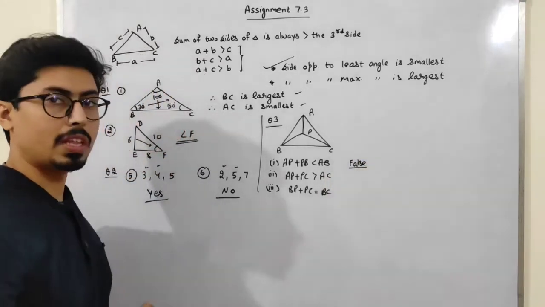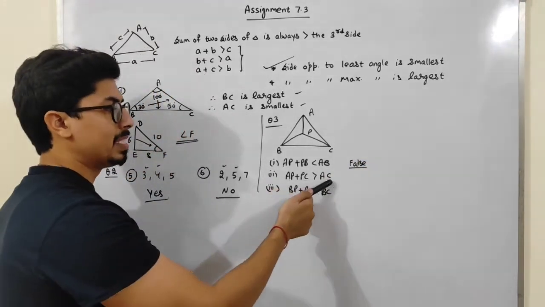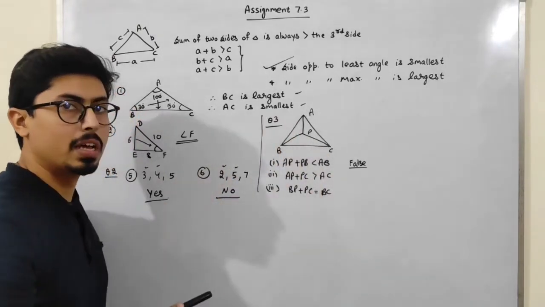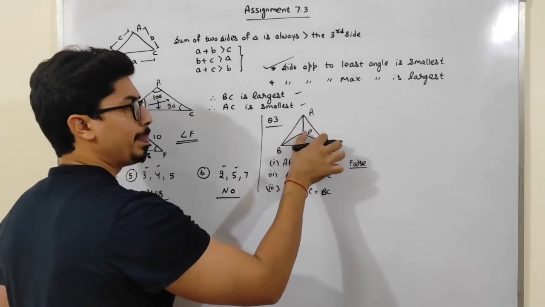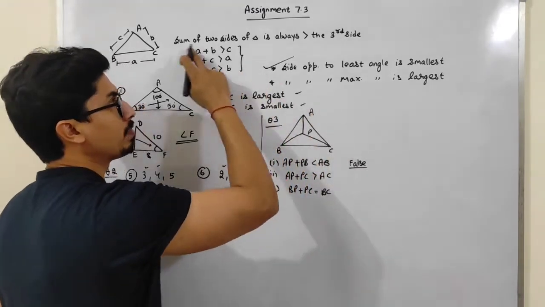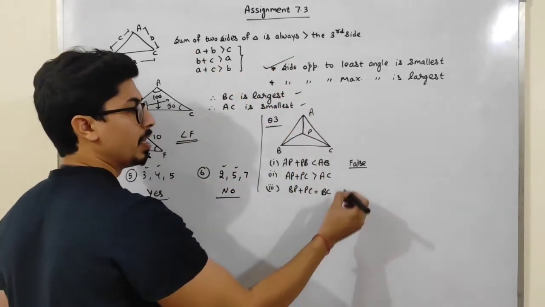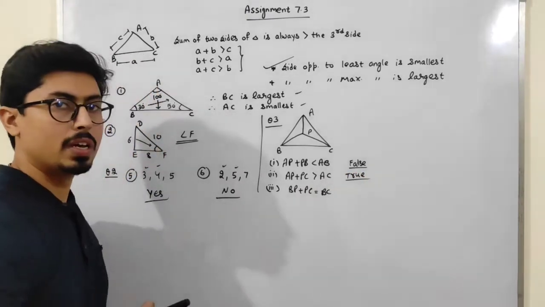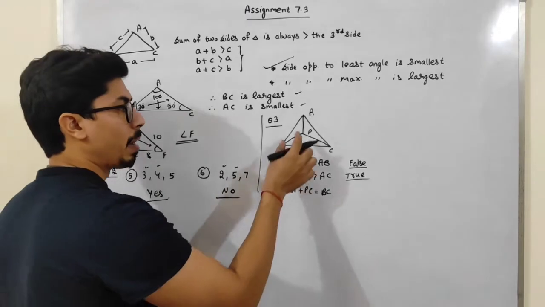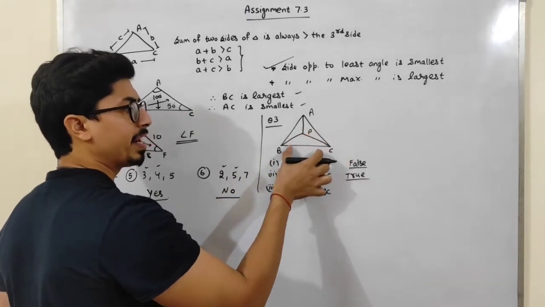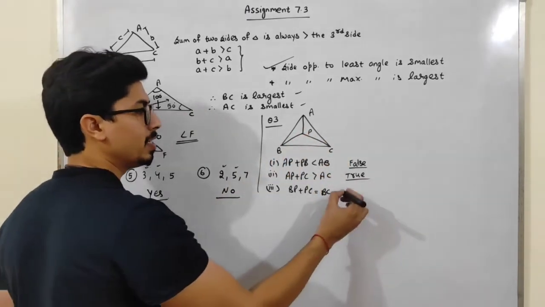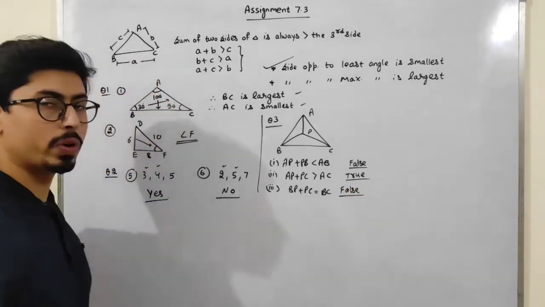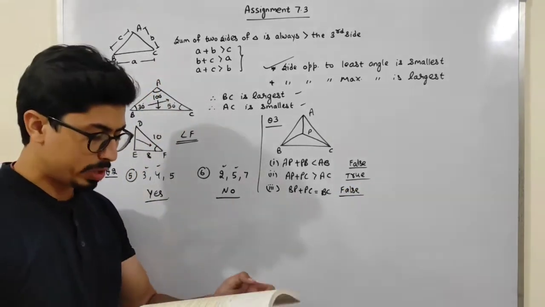Okay. Now students, AP, PC, AC, that means I am taking triangle APC. So AP plus PC should be greater than AC because of this property. It is given the same. So yes, it is true. Okay. Now moving forward with this triangle, BP plus PC should be greater than BC, but it is given an equal sign. So it is false. Okay. So this is our question number third, students.